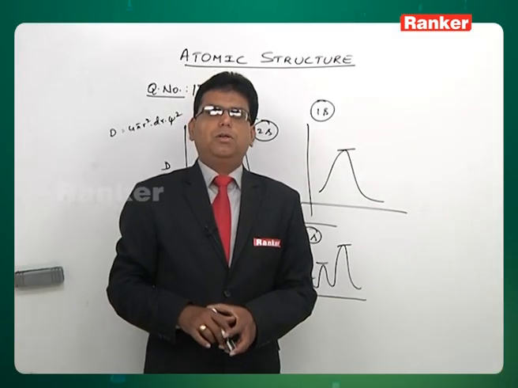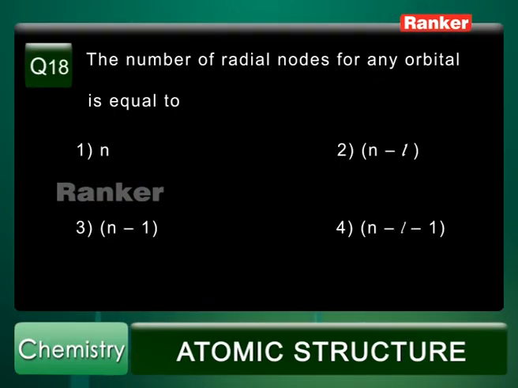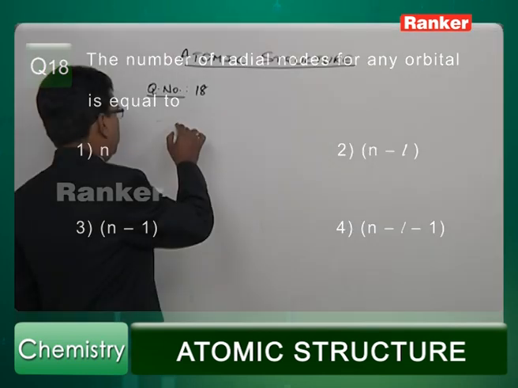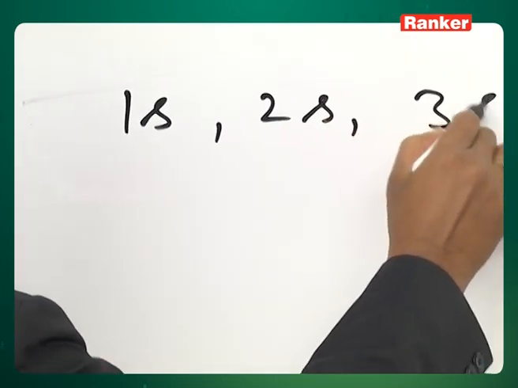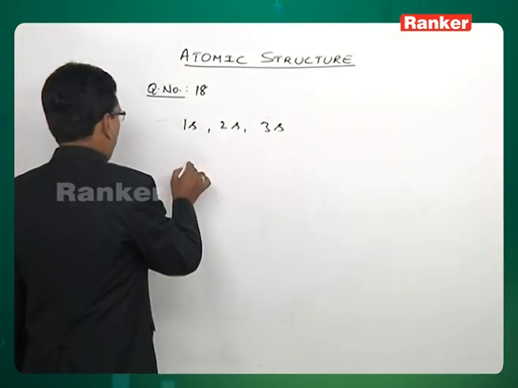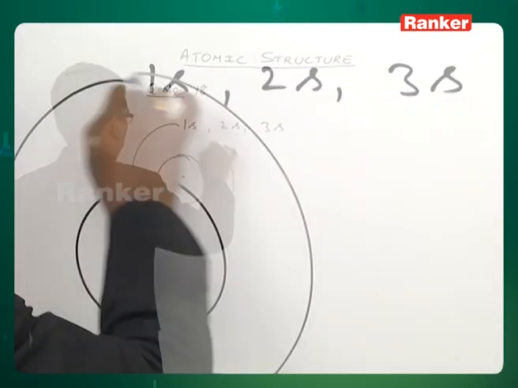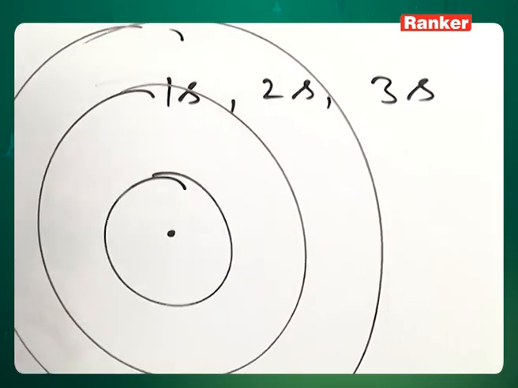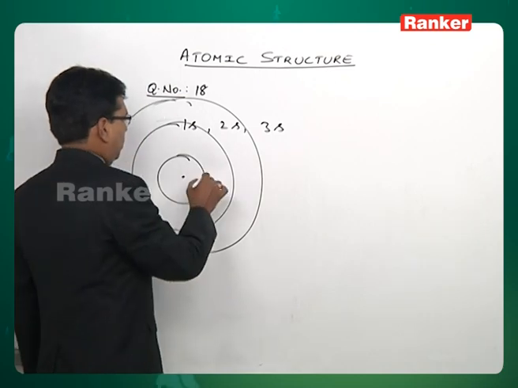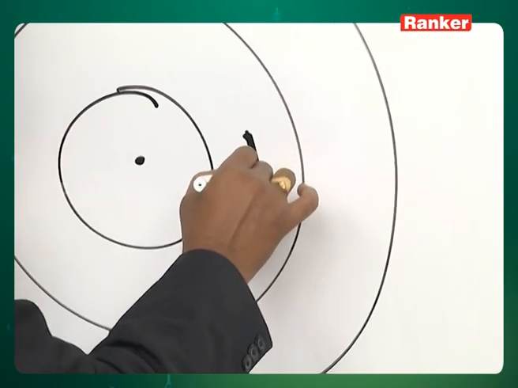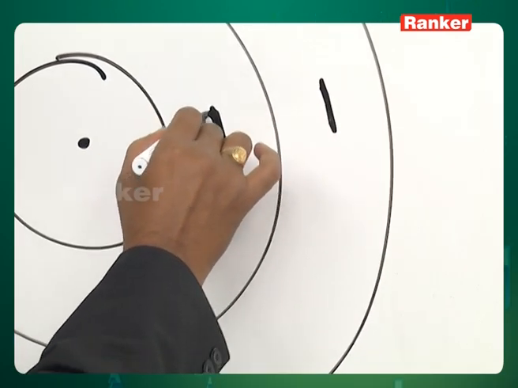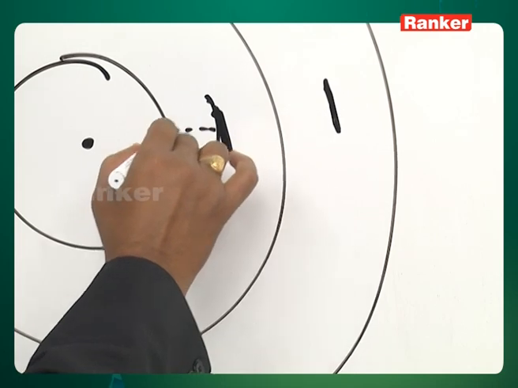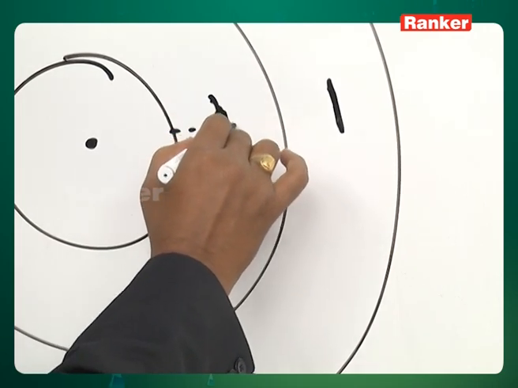Now, let us move on to question number 18. The question asked is the number of radial nodes for any orbital. Radial nodes relate to radial distance. Suppose you have 1s, 2s, 3s like this. Now, this is the nucleus. This is your 1s, 2s, 3s. When you have this, at this distance the electron density increases, and at some stage it becomes 0 and then it increases again.